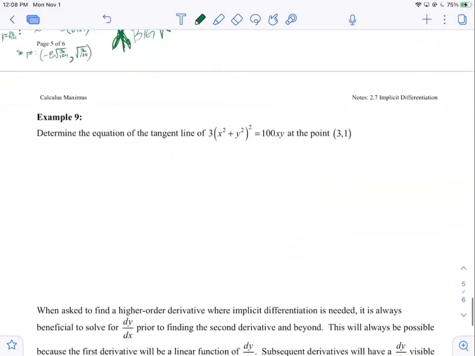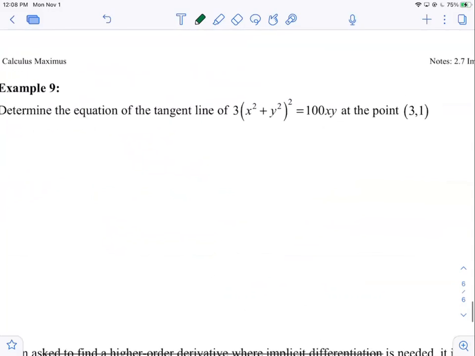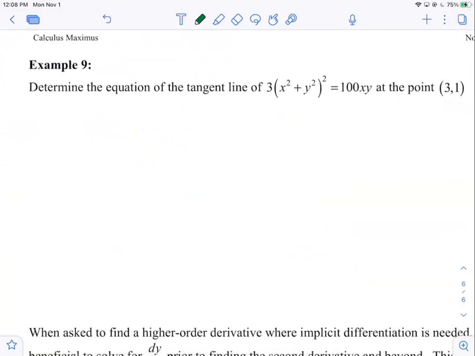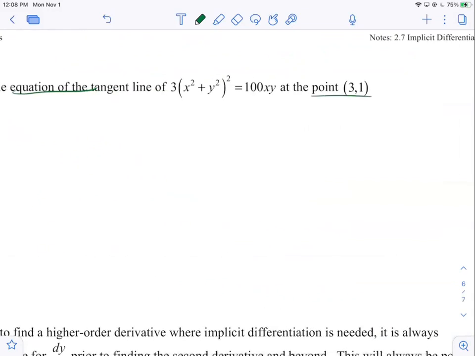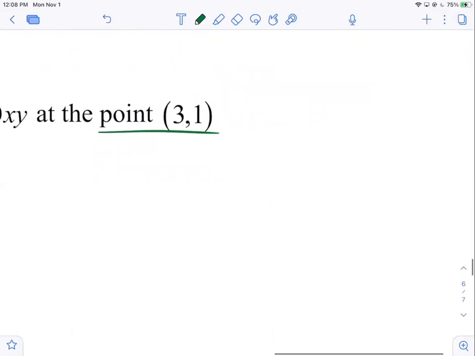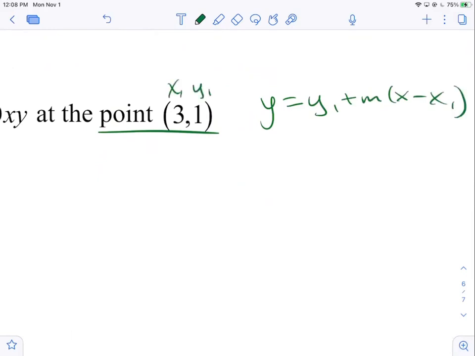Example 9 then moves on to expanding our repertoire of how to take the derivative implicitly. We're becoming masters of the technique and all the algebra involved. We're trying to find the equation of the tangent line to this graph at this point. We know what that is, right? That's y equals y sub 1 plus m times x minus x sub 1. That's point-slope form. Hey, look, we already have x sub 1, y sub 1. So we already have 2 of the 3 things that we need.